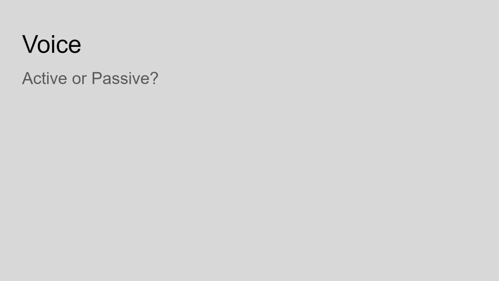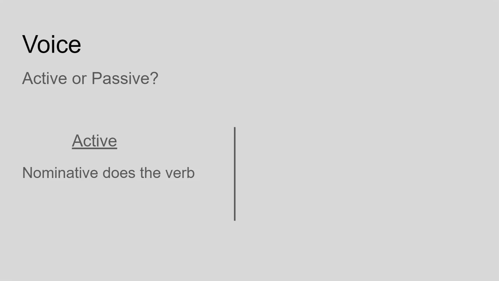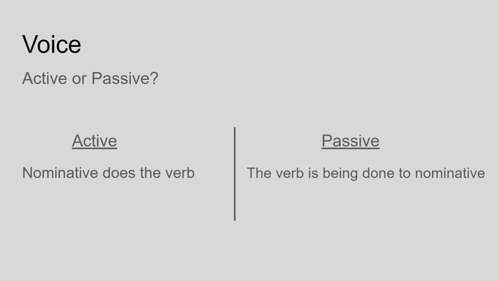The voice of the verb is whether it's active or passive. This tells me whether the verb is being done by the nominative or being done to the nominative. An easy way to remember this is the passive endings -r, -ris, -tur, -mur, -mini, -ntur, but again, you can find the full table in the reference booklet in the description at the bottom.